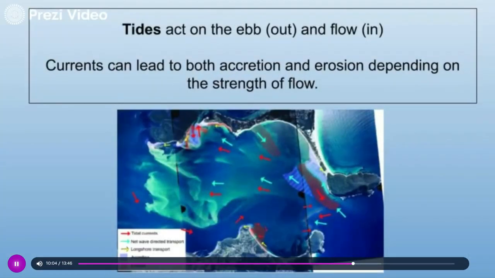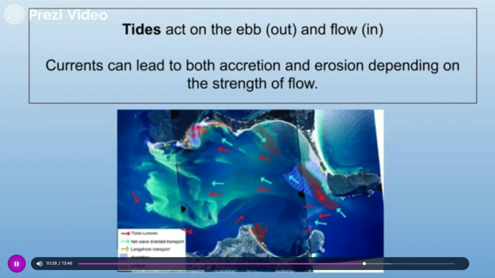The last group that we talked about was the action of the tides. Now, tides act in two ways. They ebb, which means they go out, and they flow, which means they go in. And the movement of tides can also cause both accretion and erosion. So that means build up and breakdown as such. This will depend on the area we're looking at, what the substance is that you're particularly looking at.